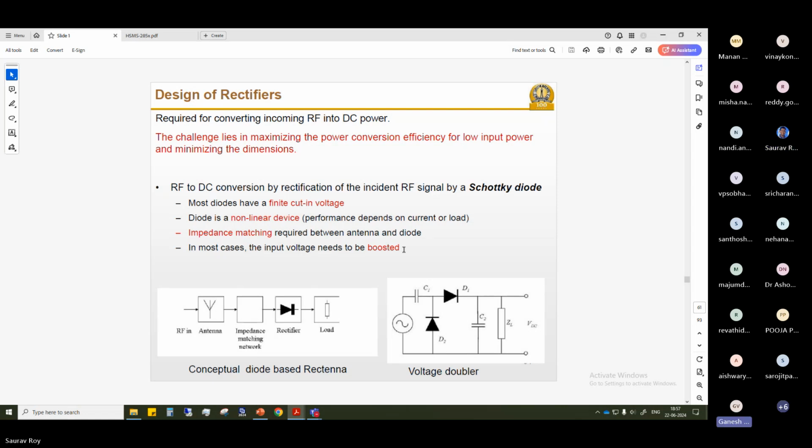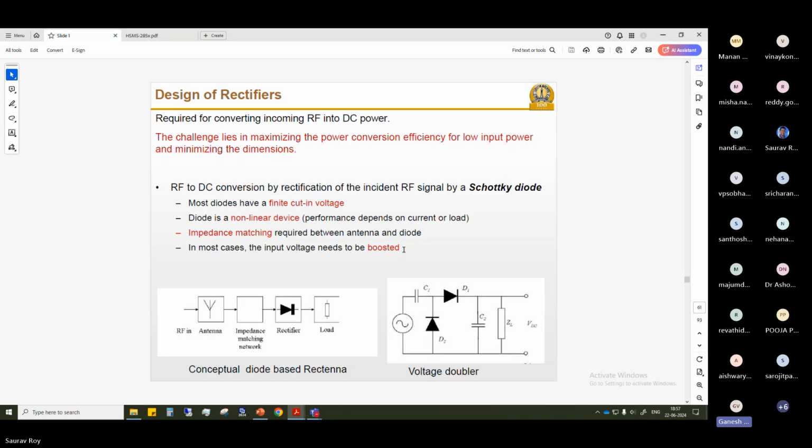You are given it in the slide itself. It's a voltage doubler. You take the signal and just boost it up. No, the voltage doubler is at the load end, after the rectifier. But at the input of the rectifier, how do you think it will work?